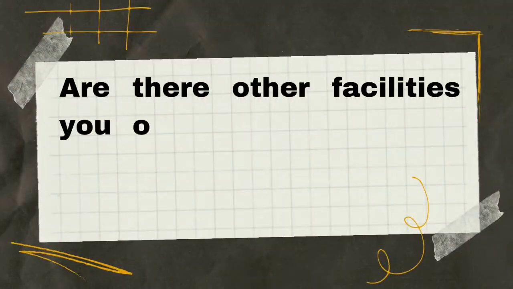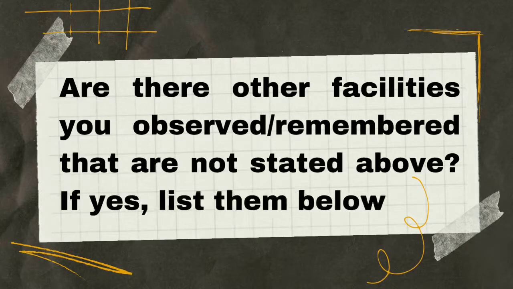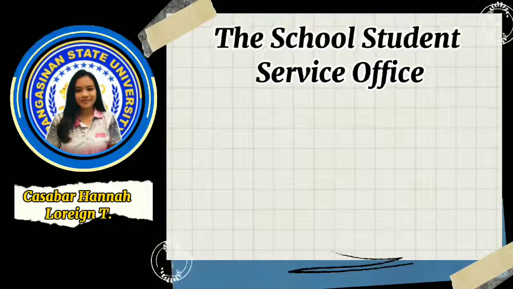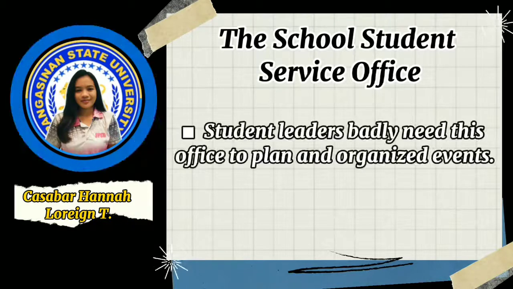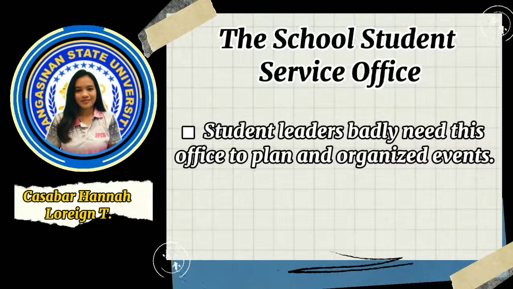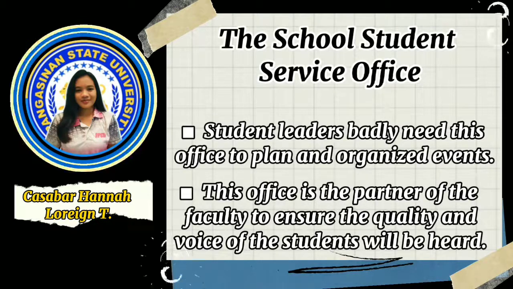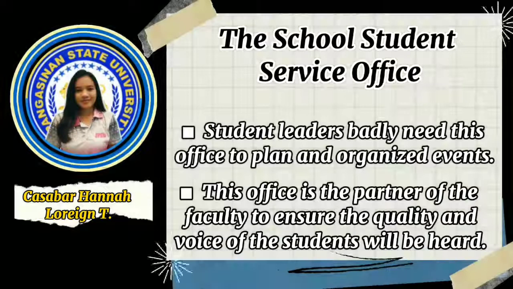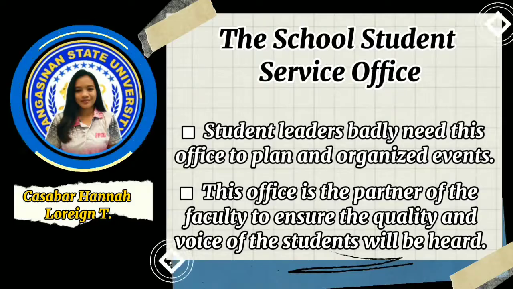Are there other facilities you observe or remember that are not stated above? If yes, list them below. The Student Service Office. This office is the place where student leaders stay. Student leaders badly need this office to plan and organize events and relay what ordinary students need. This is the place where concerns of ordinary students are taken into action. This office is the partner of faculty to ensure the quality and that the voice of the students will be heard.